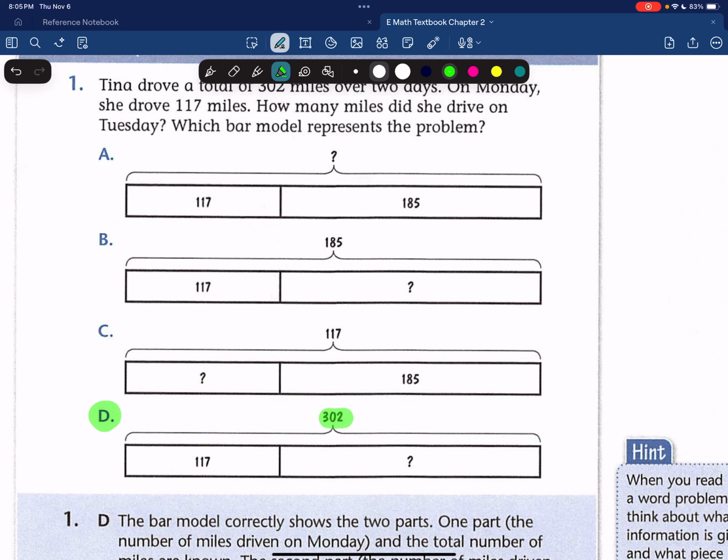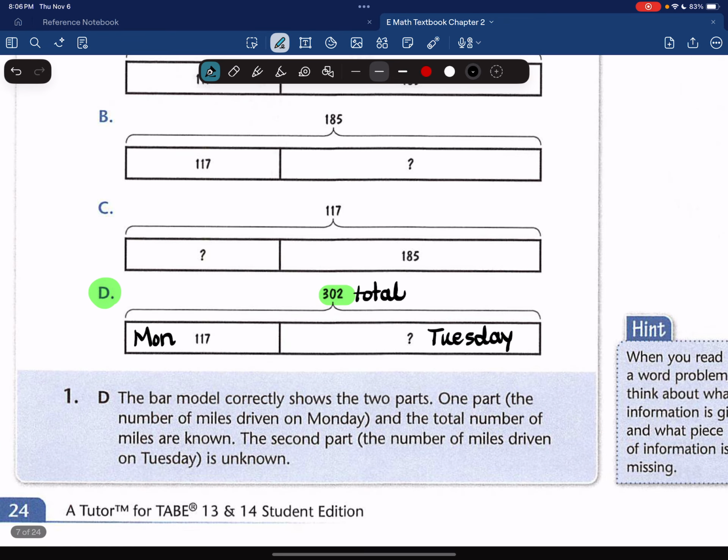Because we knew the total. That's the total. We knew Monday, but we did not know Tuesday. So D is the bar model we want. We do not have to figure this one out because it involves subtraction, and we haven't covered that yet. But we do have to pick the correct bar model.